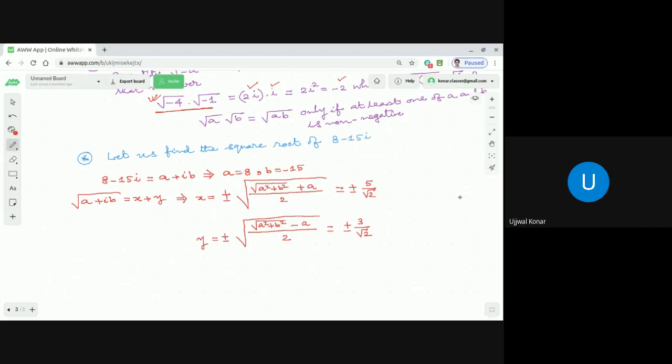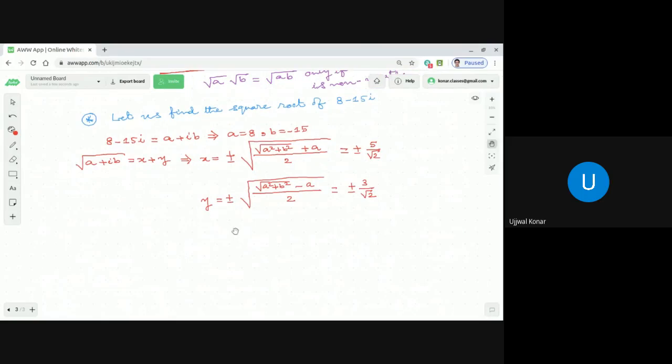So now, what are the values of x we got? So values of x, very important lessons, dear students. The values of x we are getting are that one is 5 by root 2 and another one is minus 5 by root 2. What are the values of y we get? One we get is 3 by root 2 and the other one is minus 3 by root 2.